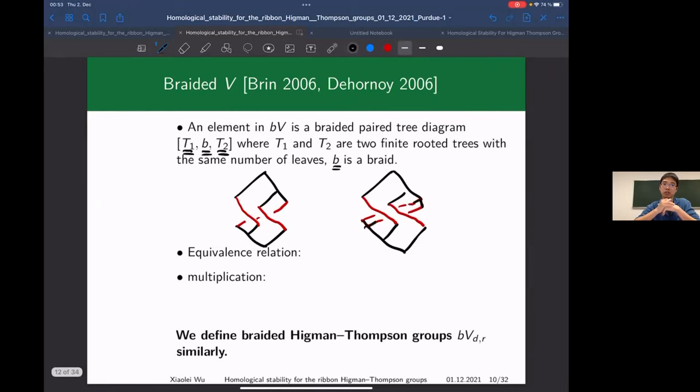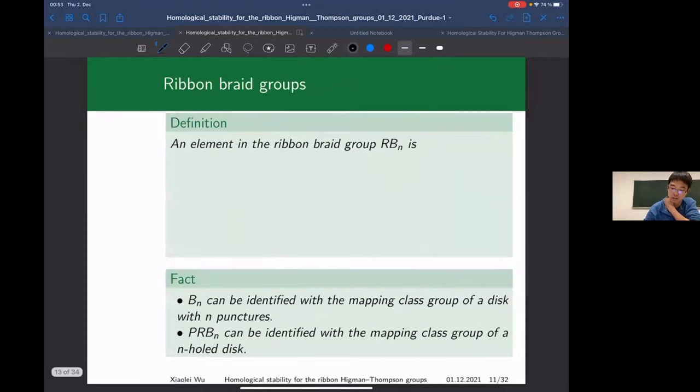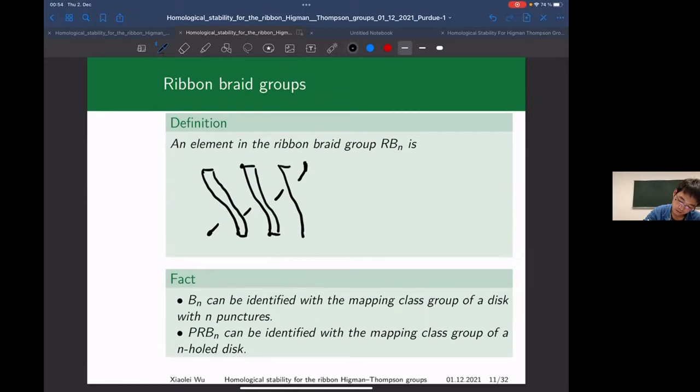And then there's also, instead of using the braid group, you can use the ribbon braid group. So an element in the ribbon braid group: in the braid group you're using strands, but in the ribbon braid group, you're using bands. Of course, if your bands have no twist at all, this will be just the same as the braid group, but here you allow self-twist of the bands. And that will give you the ribbon braid group.